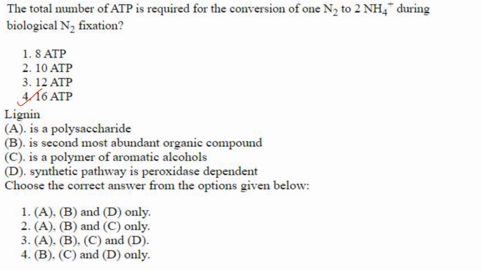Is it the second most abundant organic compound? Yes, that's correct. The first abundant is cellulose, and this is the second abundant. Is it a polymer of aromatic alcohols? That is also correct. Is the synthetic pathway peroxidase dependent? That is also correct. So B is correct, C is correct and D is correct. That gives your answer as option 4, B, C, D only.